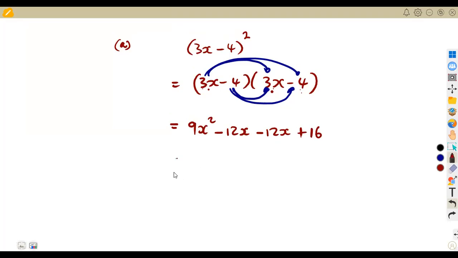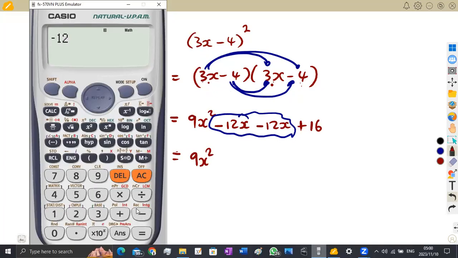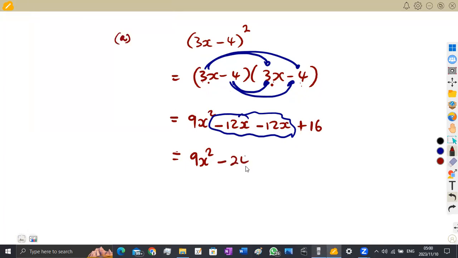So at this stage, remember I said you have to consider your like terms. So you have to consider collecting your like terms. We've got x and x here. So these are like terms. So meaning to say at the end, I'm going to obtain 9x squared minus 12x minus 12x. That is minus 12 minus 12. It gives us negative 24. Or even here on our calculator, you can simplify. That is negative 12 minus 12, which is going to give us negative 24. So you've got negative 24x plus 16. All right. So that is how you can simplify that.